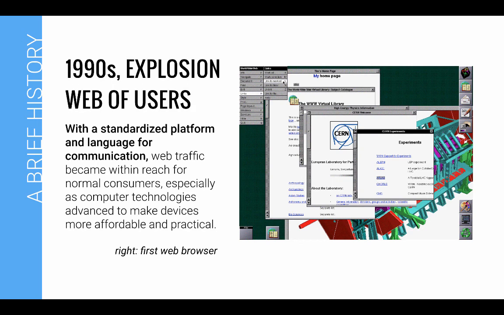So in the 90s, when the web started growing up, there was an explosion of users because there was a standardized platform and language for communication now. Also, technology became a lot more affordable as manufacturers started coming up with tinier and tinier chips developed in Silicon Valley for processors, and more people were getting involved, so that also made it cheaper.